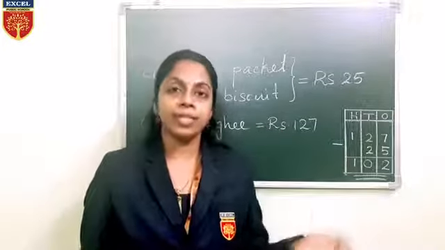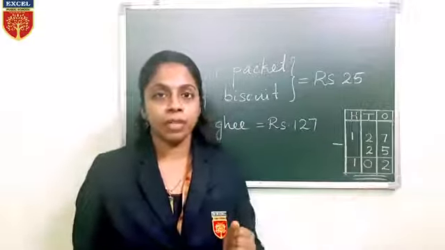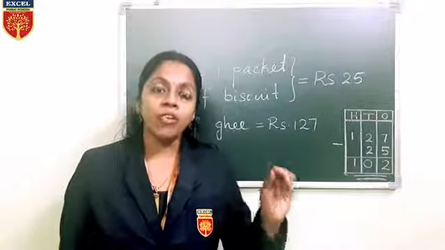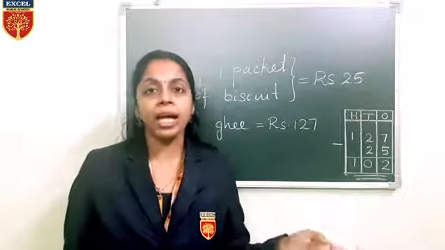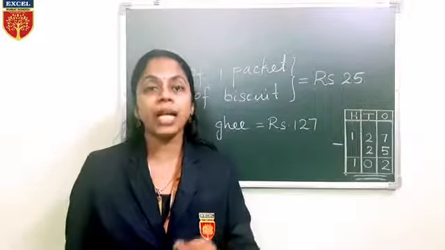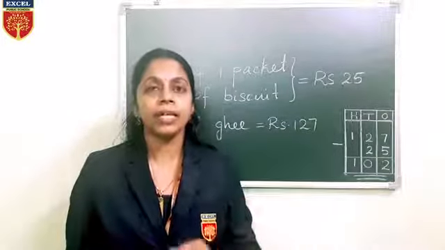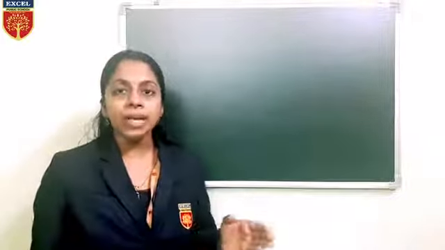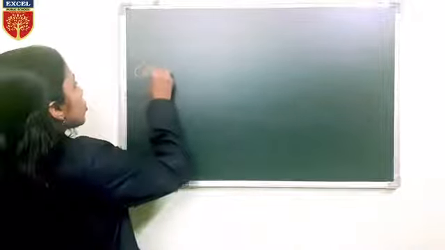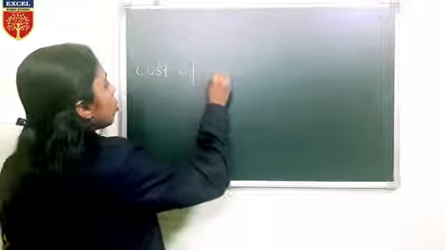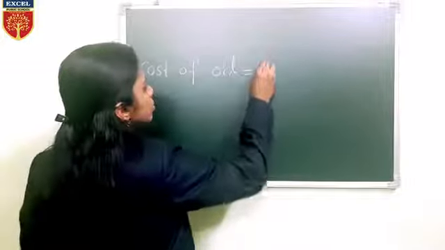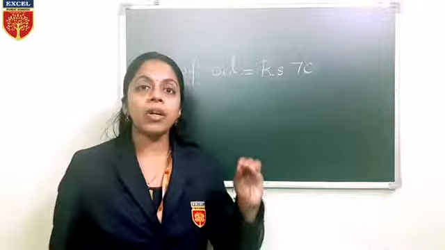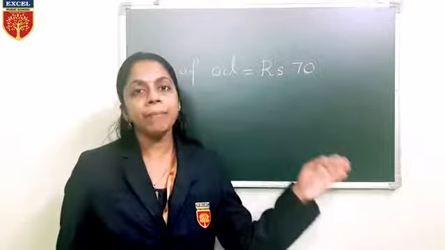The next two questions, do it yourself. The fourth one: oil costs rupees 40 more than a packet of biscuits. Is it correct or not? Let's check. What is the cost of oil? Yes, rupees 70. The cost of oil is equal to rupees 70. We need to compare the cost of oil and biscuit.